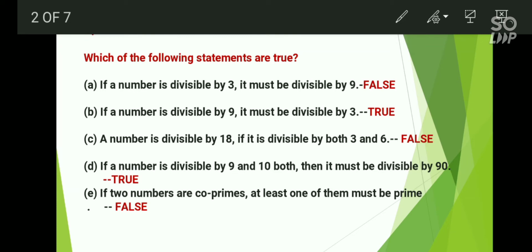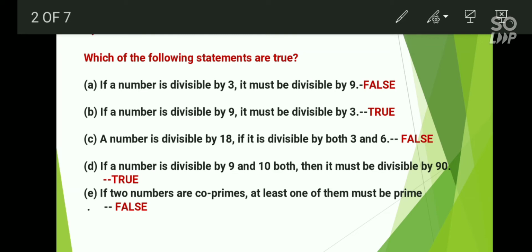Another one, if a number is divisible by 9, it must be divisible by 3. Since 3 is a factor of 9, this statement is true. Third one, a number is divisible by 18 if it is divisible by both 3 and 6. It is a false statement since 30 is divisible by 3, 30 is divisible by 6, but 30 is not divisible by 18, so it is a false statement.